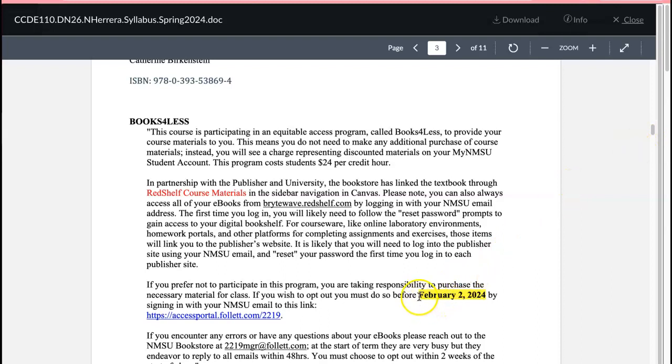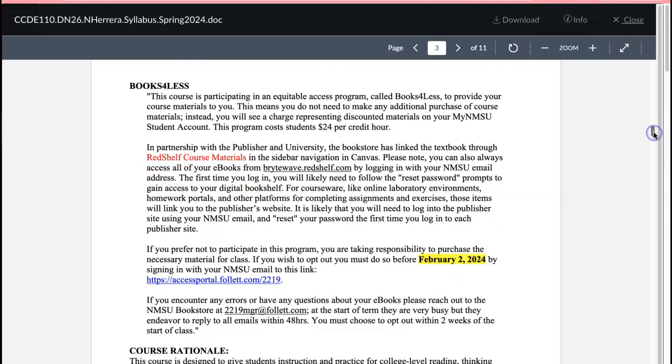In that case, you have until February 2nd to opt out of the program. However, you want to make sure that you do the math and that you do whatever is in your best interest. So definitely look at how much your books are going to cost, look at the credits you're taking, and just do the math and see what's best for you.